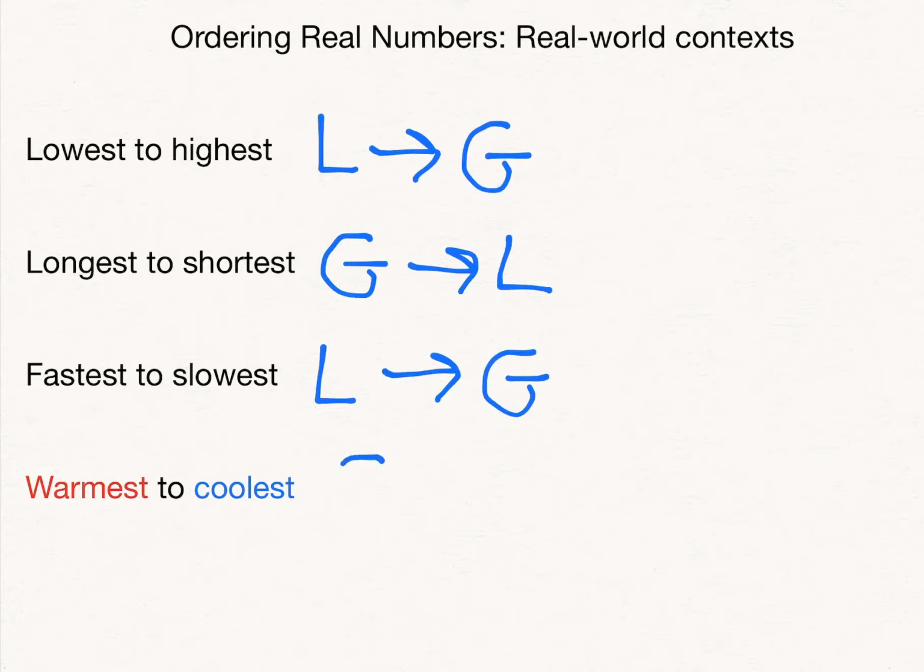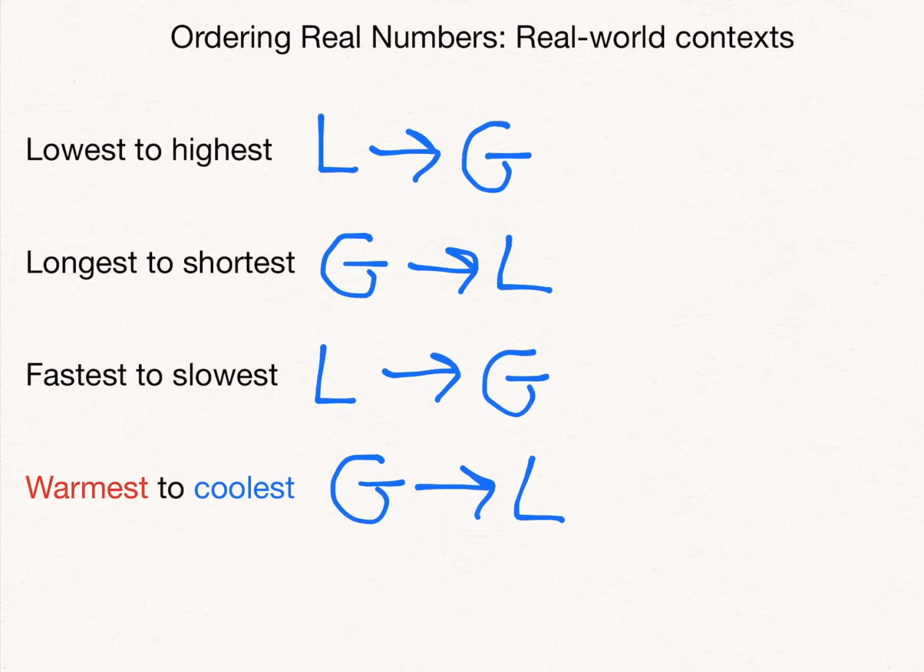Warmest to coolest is going to be greatest to least. I color-coded this so you could think of temperatures. When there's a warmer temperature, that means the temperature is higher and it's hotter. When it's cooler, it's lower and it's colder. And so that's why I put the blue there for that. So that means greatest to least.